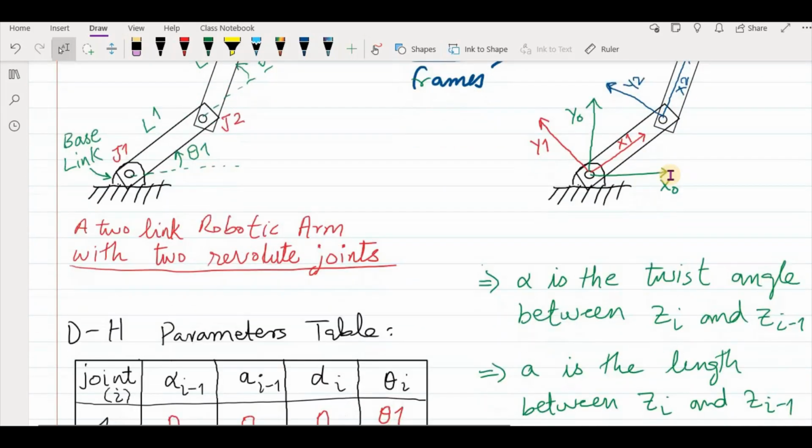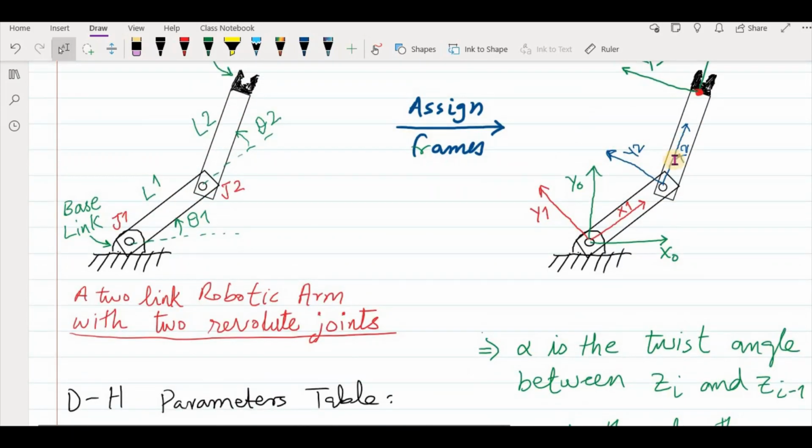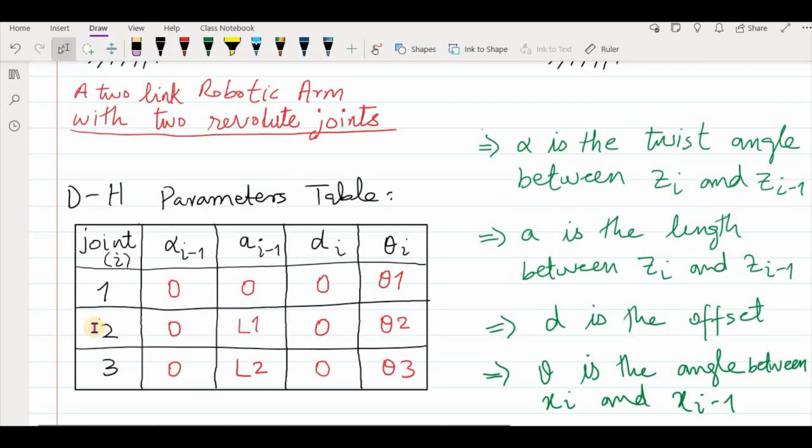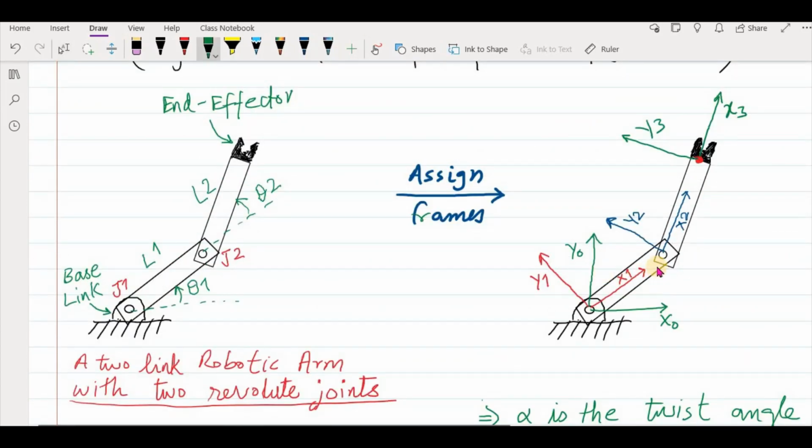For frame 2, we again try to calculate all these values, alpha, a, d, theta, but this time our previous frame will be x1, y1, z1, or frame 1. So when we are at frame 2 or joint 2, our twist angle alpha: you see that the z-axis of frame 2 and the z-axis of frame 1 are both parallel, because they both are coming towards you, out of the screen, out of the page. There is no angle between them. So if I draw them, it will be something like this. They both are parallel, the z-axes.